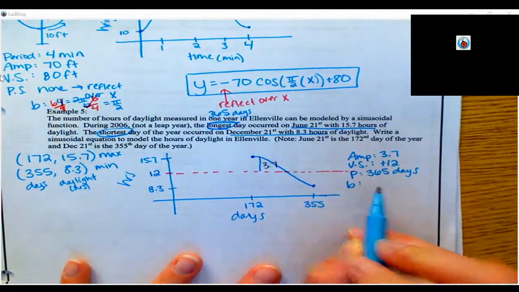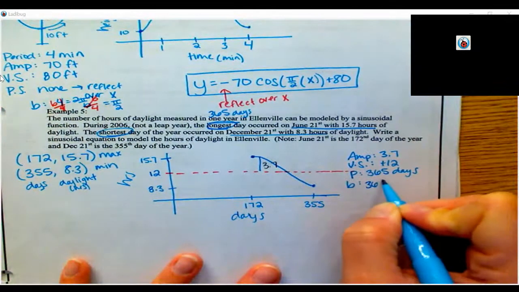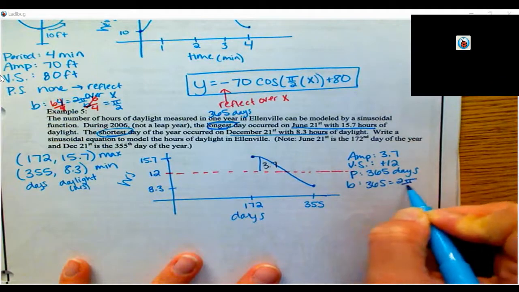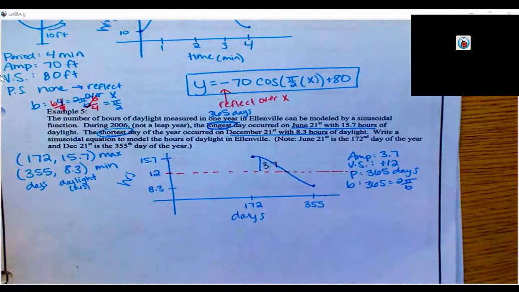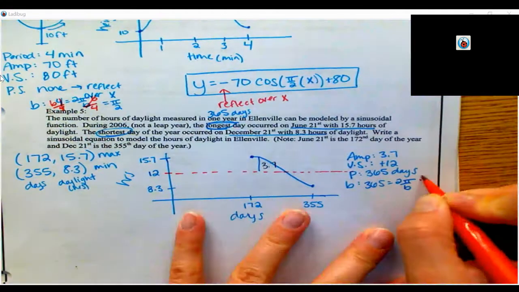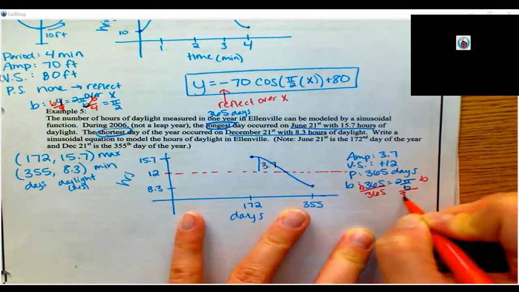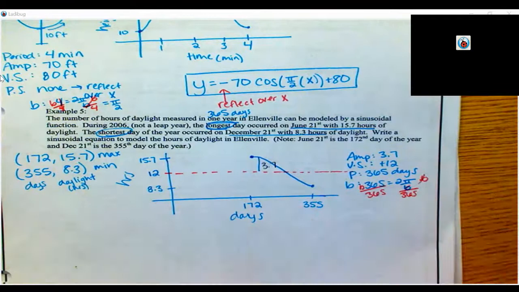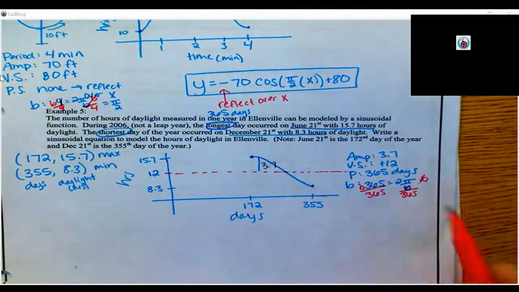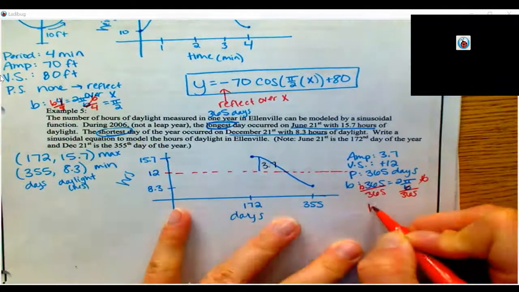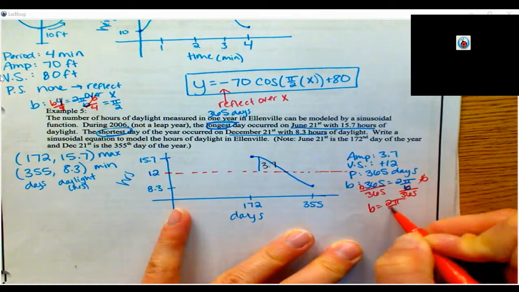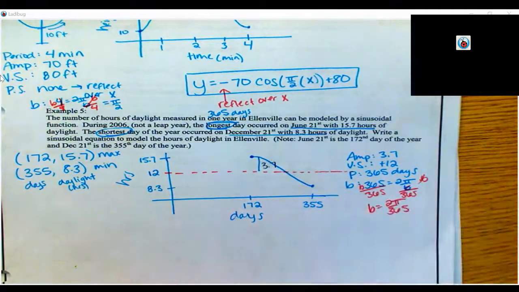You have to find your b value, which is taking 365 and setting it equal to 2 pi over b. You have to do that to find your b value. Multiply both sides by b, divide by 365. I just left it as 2 pi over 365, which isn't a very nice number, but it's fine.